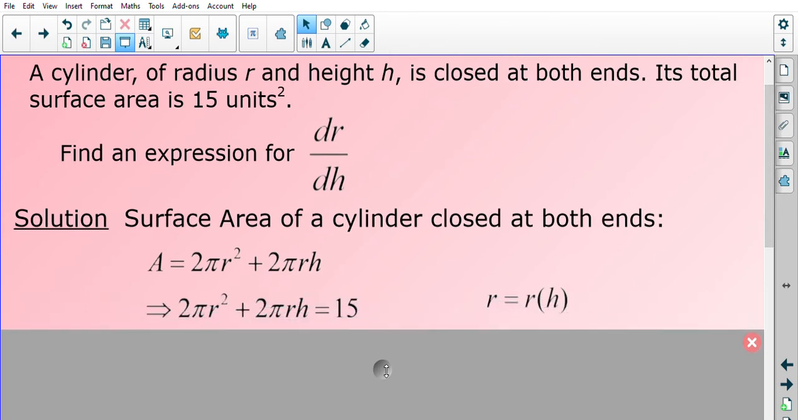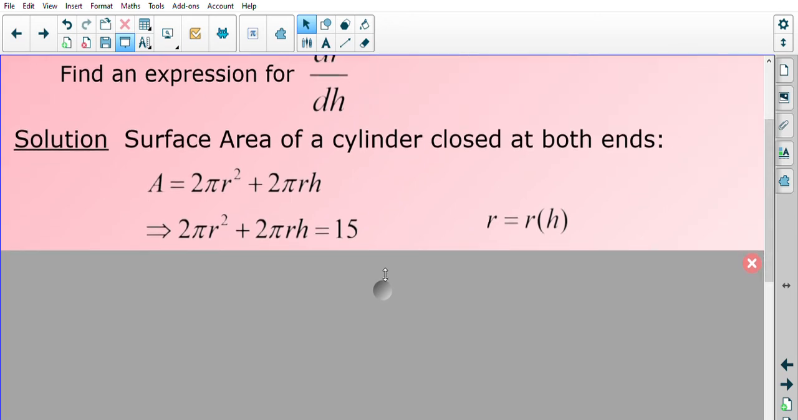Right, let's see what we know. We know that the area is 15 units squared. That's what we know from the data. I also need to remember that the radius will be dependent on the height here. If the height changes, that impacts on my radius. So the radius is a function of h. When we differentiate this, we'll have to differentiate implicitly, remembering that r is actually a function of h as well. So let's differentiate this implicitly now.